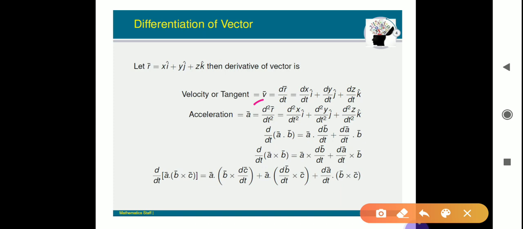And we know that acceleration is the rate of change of velocity. So acceleration is equal to dv bar by dt, meaning if we take the derivative of this velocity we get acceleration, that is, take the double derivative of r bar to get the acceleration vector. Okay, so these two topics are very important: how we find the velocity vector, tangent vector and acceleration vector using r bar.